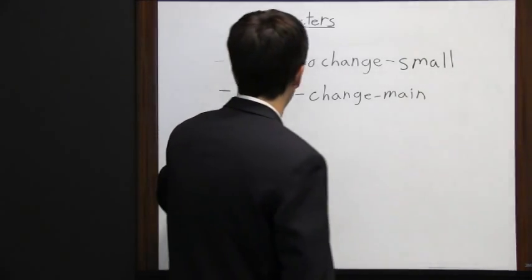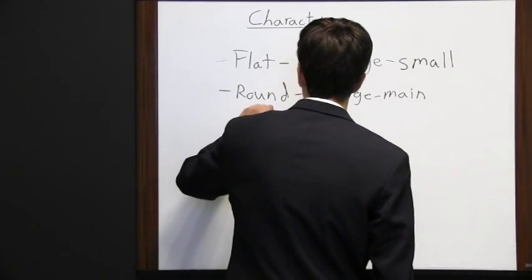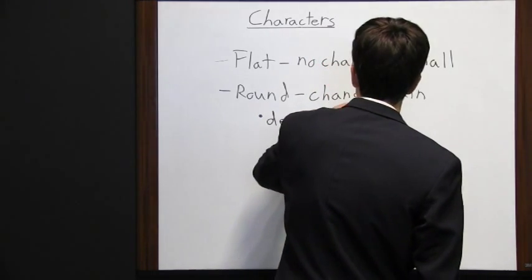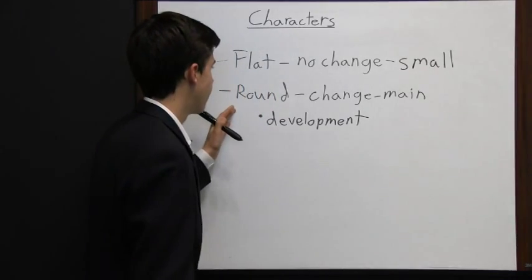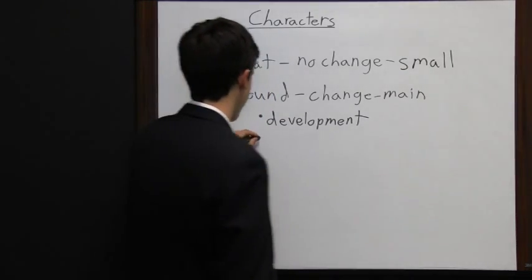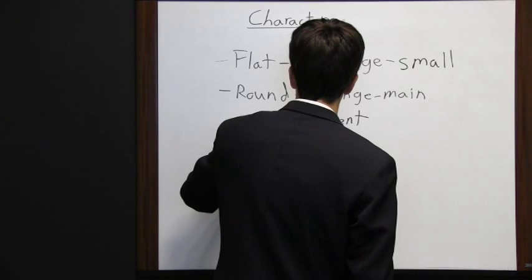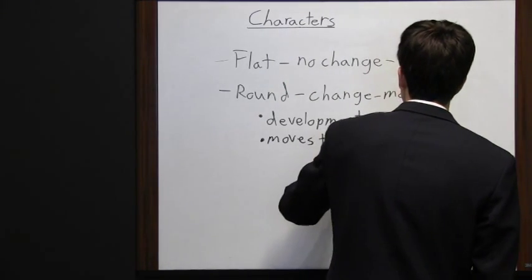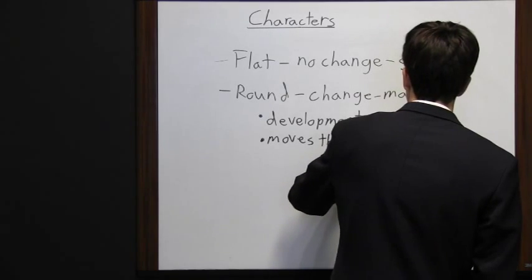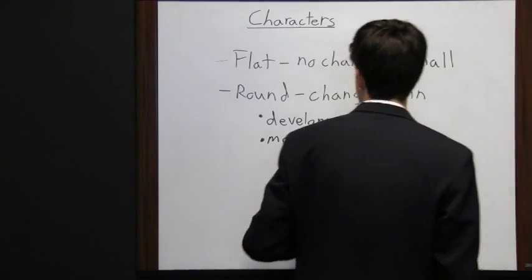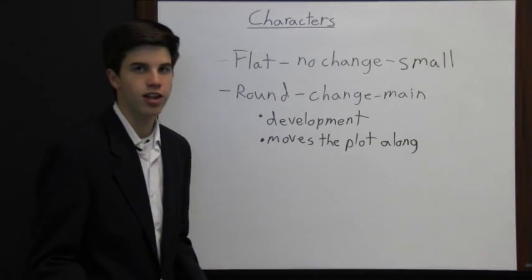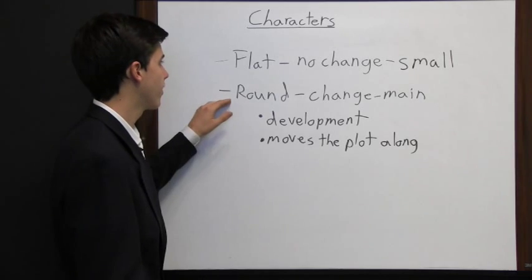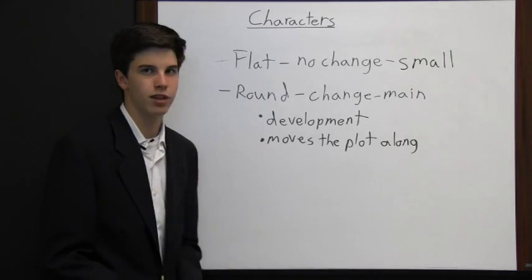When we're talking about round characters, you probably heard me use the word development. That's what authors try to do with round characters. They try to develop the characters, and it's the development of the characters that moves the plot along. If the characters stay the same throughout the entire story, then the plot's not very interesting, because the plot's not going to progress very much. So round characters are essential to moving the plot along.